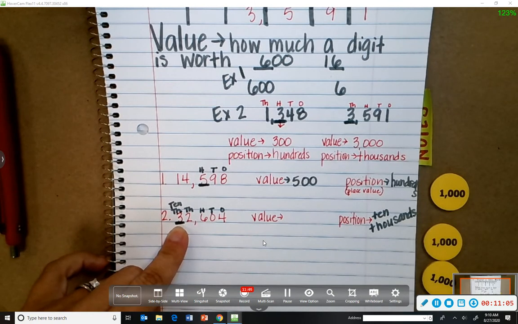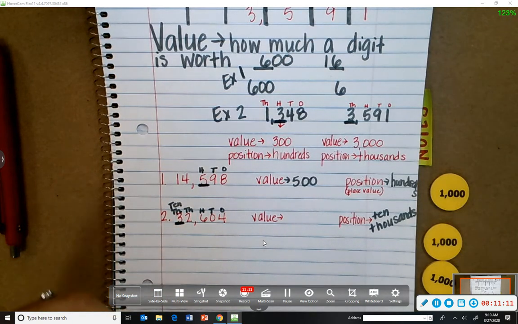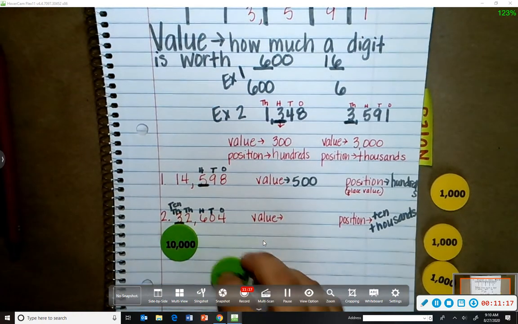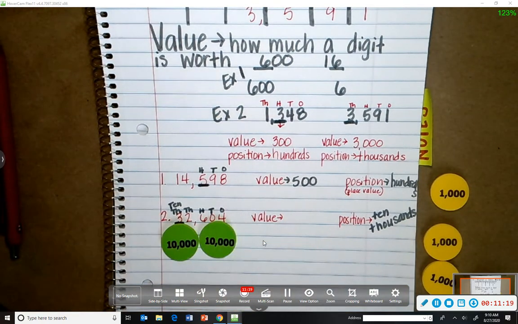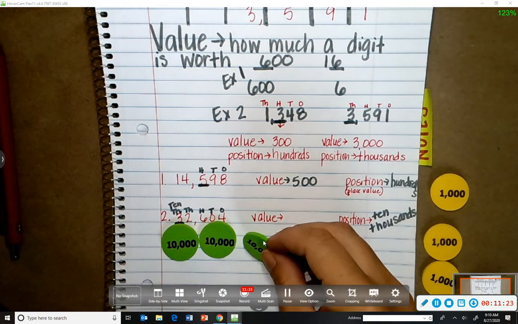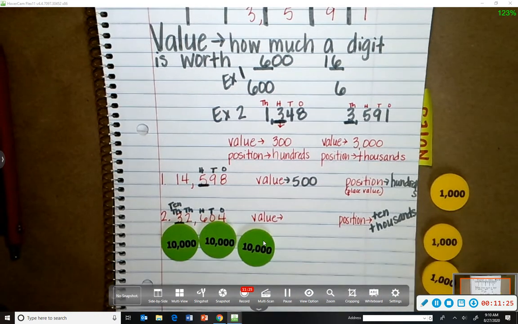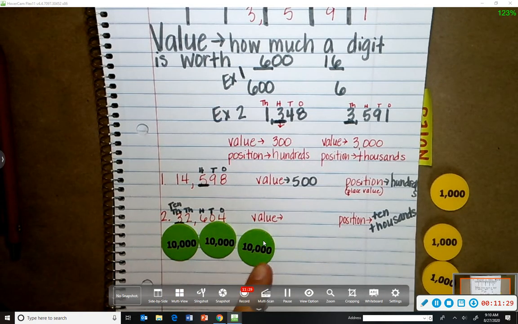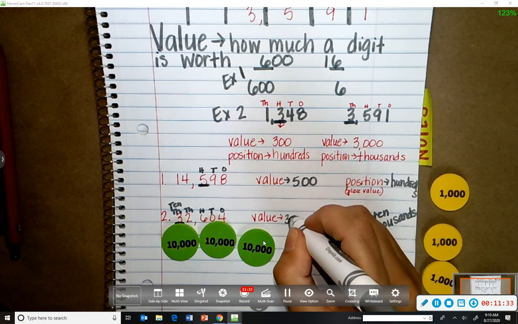Now the value. So if I have 3 10,000s, it would look like this. Here's a 10,000. So I would have 10,000, 20,000, and 30,000. It's just like counting by tens, 10, 20, 30, but we have 1,000 on the end of it. So we would say the value is 30,000.